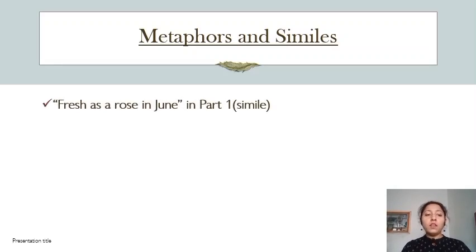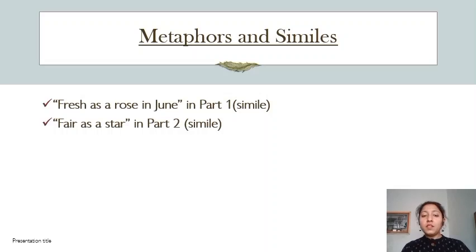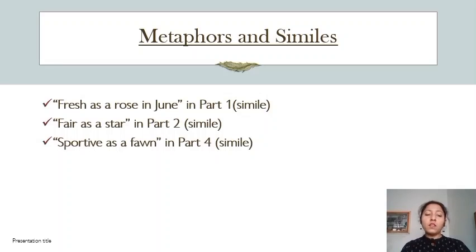The first simile is included in part 1, fresh as a rose in June. So Lucy is compared with a rose, and then fair as a star in part 2. Again, there is a usage of simile. Then in the fourth part, again there is a simile, sportive as a fawn. In all those examples, you can see there is a usage of as, which shows that they are similes.